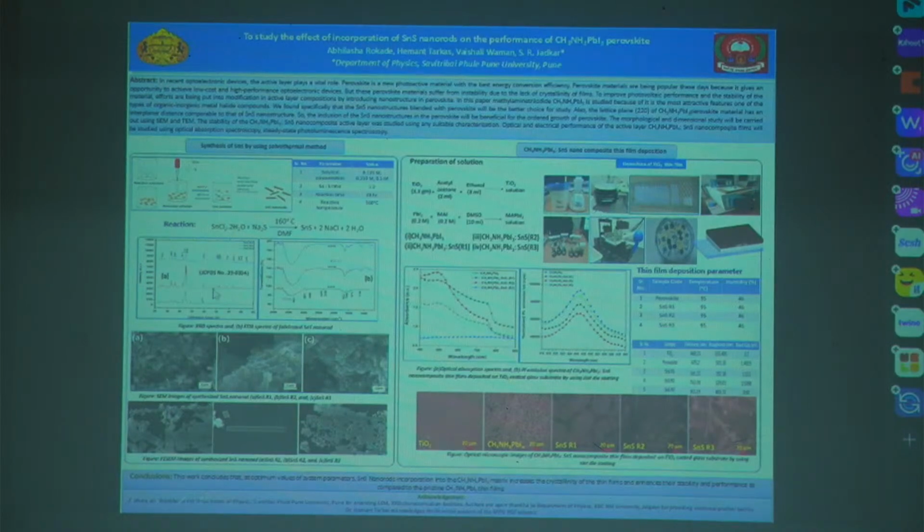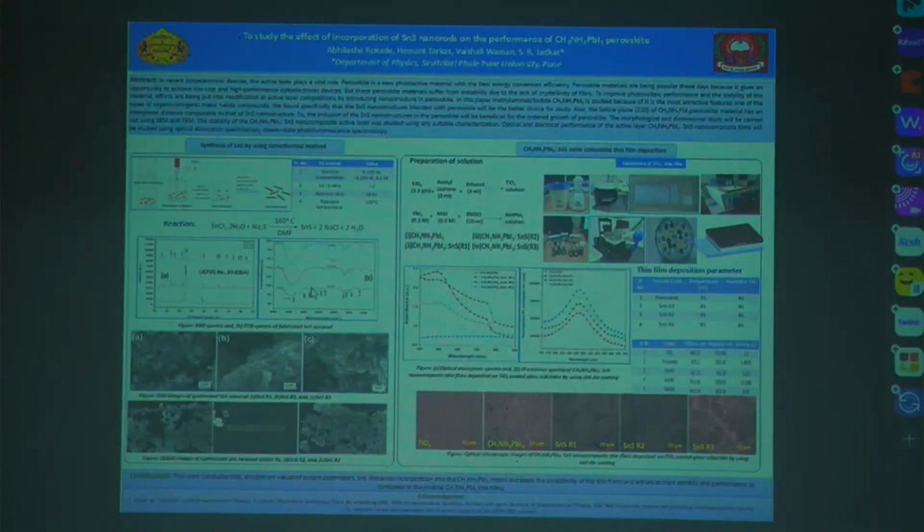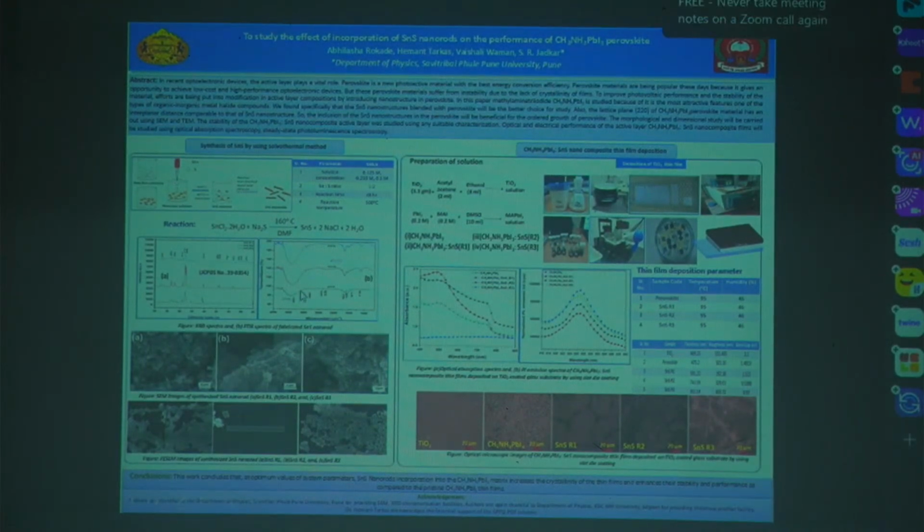The first part of my presentation consists of synthesis of SnS nanorods. I have used a simple solvothermal method to make the SnS nanorods. These are the reaction parameters and this is the actual reaction that happens during the synthesis of SnS. To study the structural characterization, I have done some characterization, XRD and FTIR. The results from XRD and FTIR match with the standard data. So you can see that the pure phase of SnS has formed.